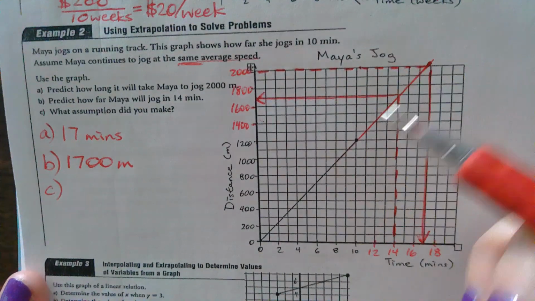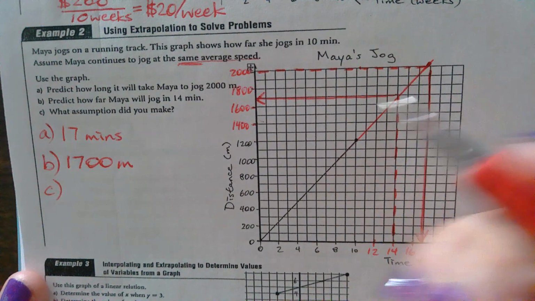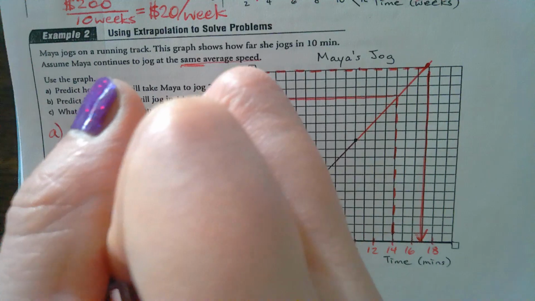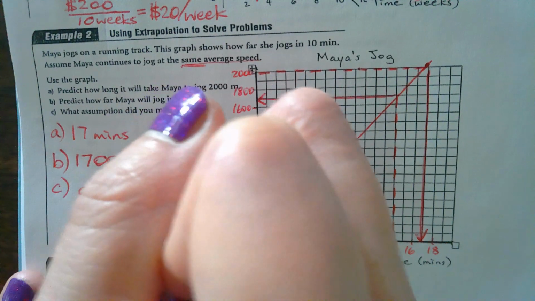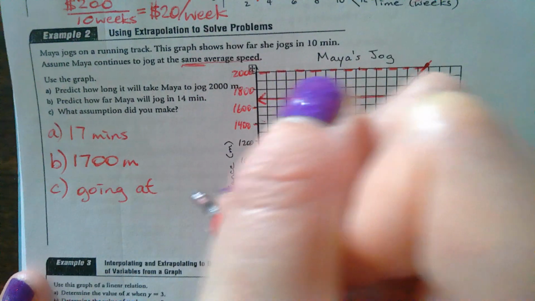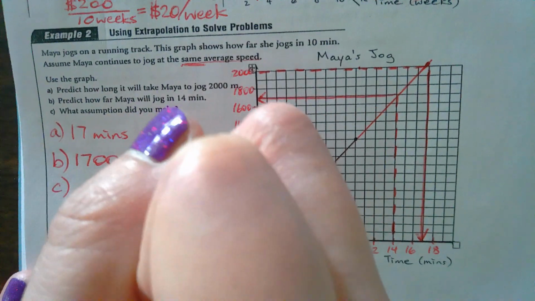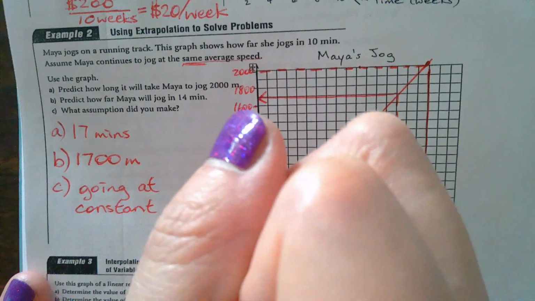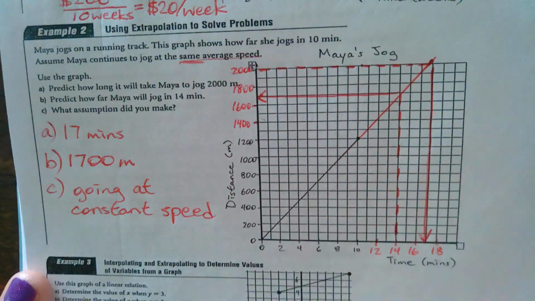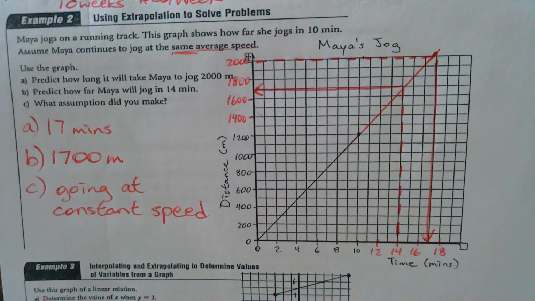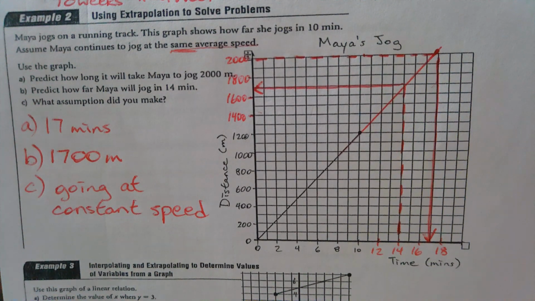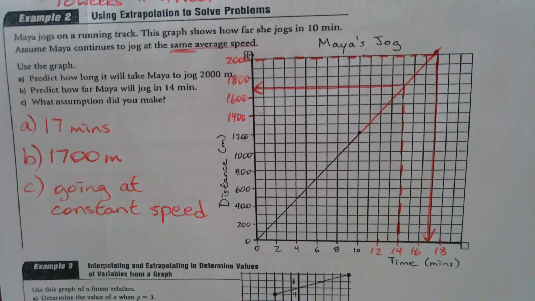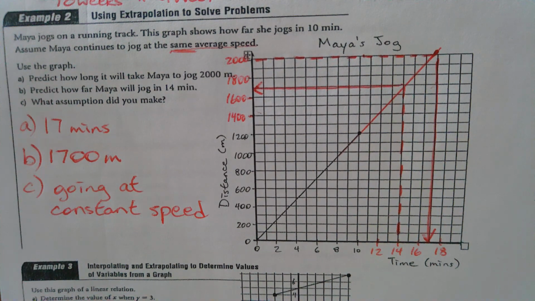The assumption that we made when we continue this graph is she was going at constant speed. Will this line go on forever? Who says yes? This line will go on forever. Who says no? This line will not go on forever. Okay, Yancy, why not? Because you can't jog forever.